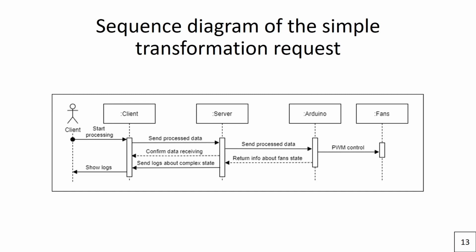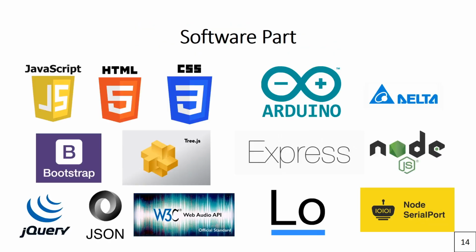The standard flow of usage starts from the client request. Then the data is processed in the client and sent to the server. The server sends this processed data to the Arduino, and Arduino, using pulse width modulation, performs control of the fan speed. Then the Arduino returns the info about fan state. Then the server collects this info and sends logs about the complex state to the client. The client shows these logs to its user. The software part is developed using the following technologies.